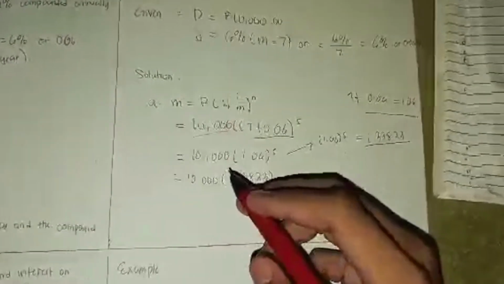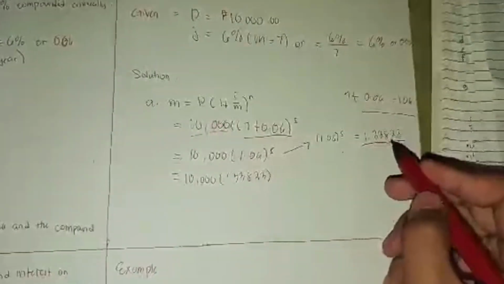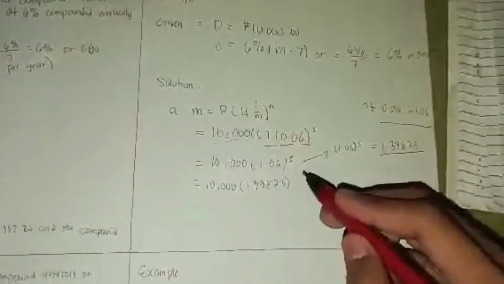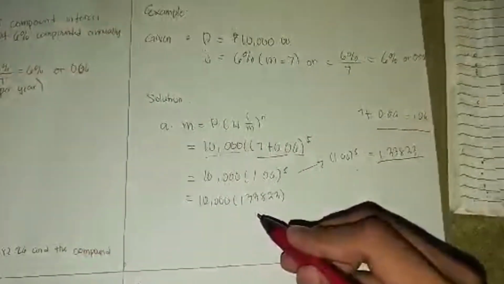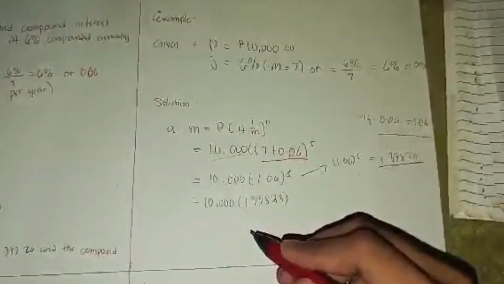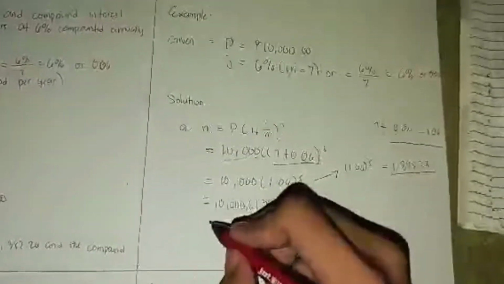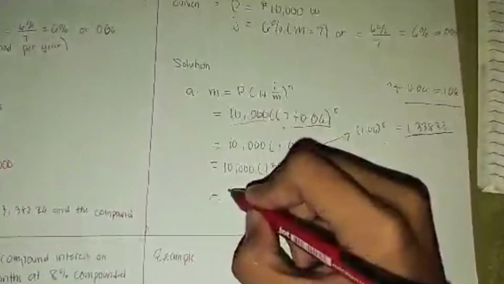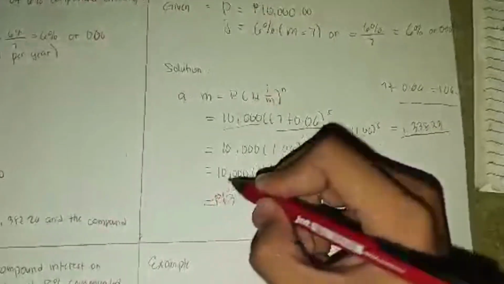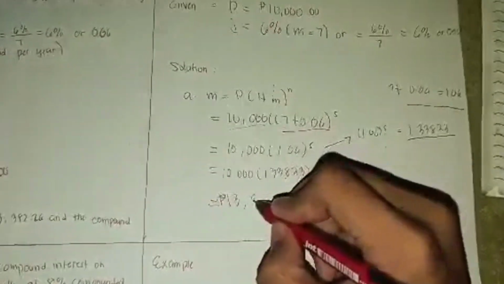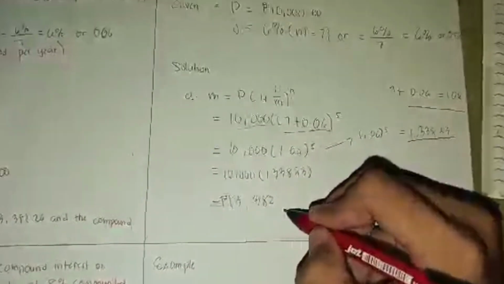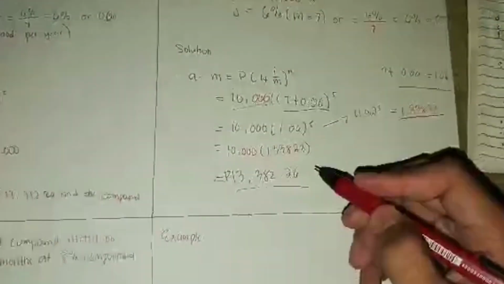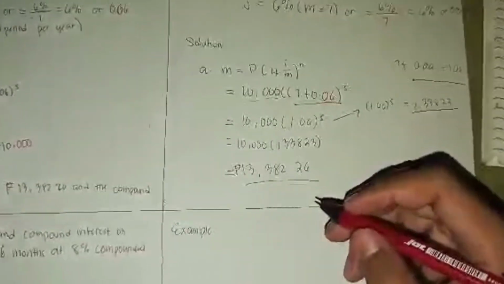Equals to, here you put this here because that is the answer. 10,000 times 1.33823 is equals to 13,382.26. That's the answer of the letter A.